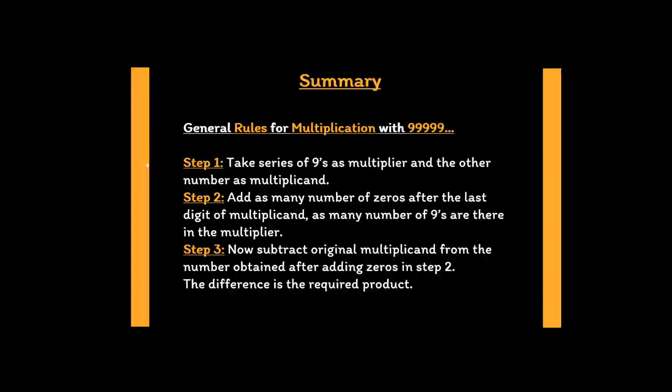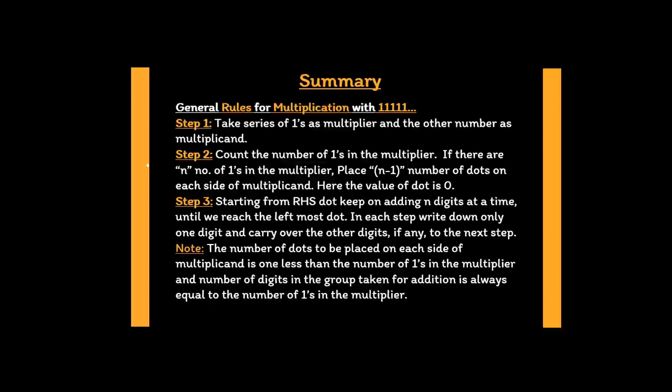Here is a summary of whatever I have explained. First, the summary of the general rules for multiplication with a series of nines. You can pause your video and go through the steps once again, so that if any doubt is there, you can clear it over here. I have written every step very clearly, how you will do the multiplication with a series of 9, and then the general rules for multiplication with a series of ones. You can go through these steps once again, and if you find any difficulty, you can always drop me messages.